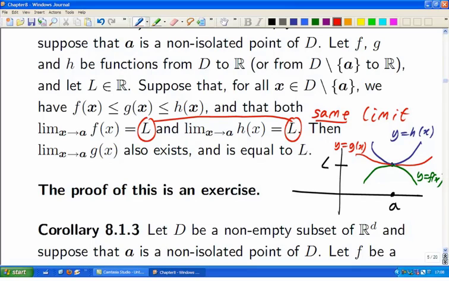Well, it seems pretty obvious that if f and h both approach the right value, L, as you approach A, then g, which is stuck between them, has to tend to the same value as well. But if you want to formalize the proof of it, you go back to the definitions, and you say, let's take a sequence in D that converges to the point A. Then you get statements about sequences, and then you get a sandwich theorem for sequences, and you get the result. But finishing off the details is an exercise for you.